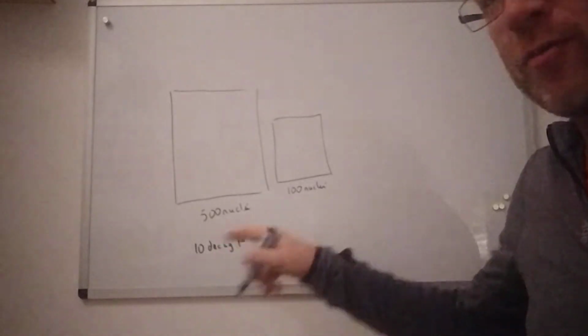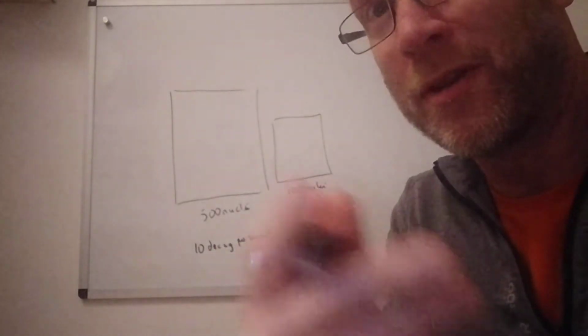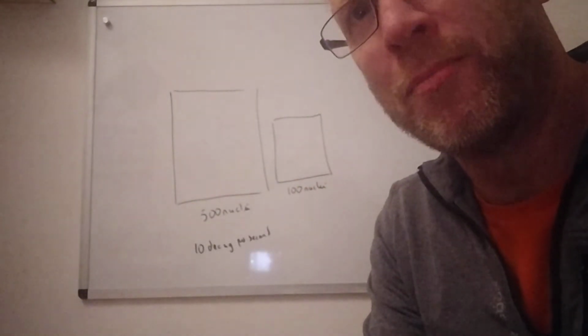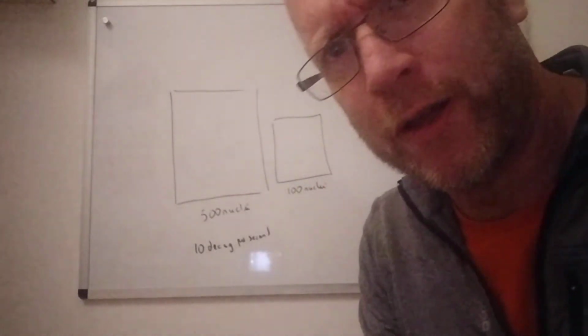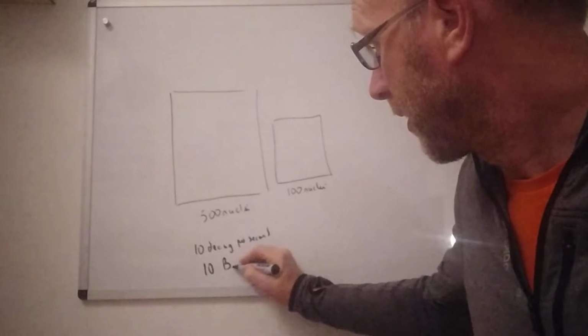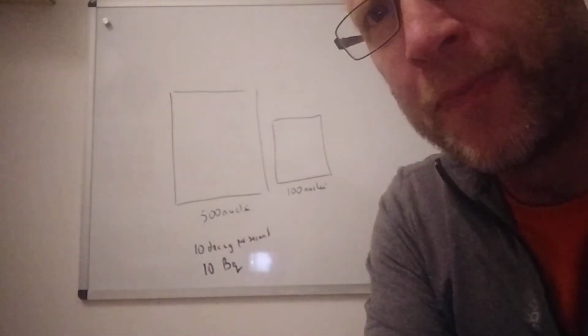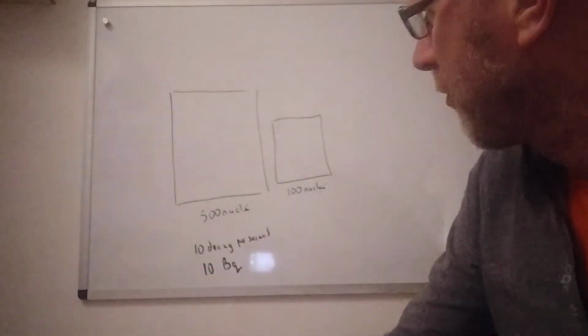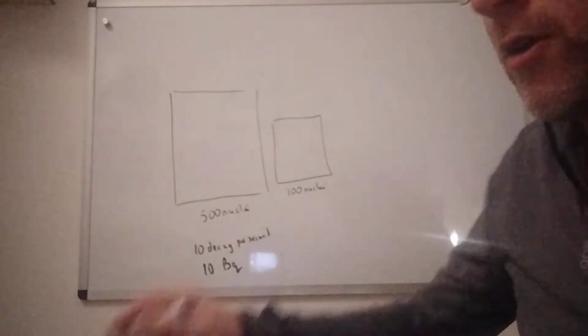Now, the number of decays per second is called the activity, and 1 decay per second we define as the becquerel, named after Henri Becquerel, the French physicist who discovered radioactivity. So that's 10 becquerel. Now, what do you think? 10 out of 500, how many do you think out of 100?